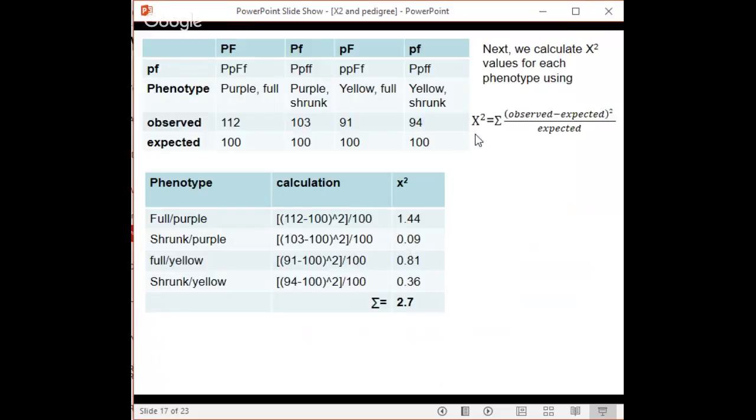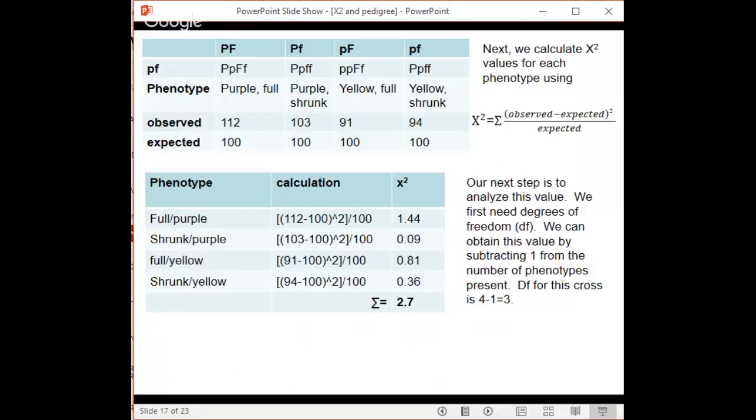Now what trips a lot of people up is that this sigma here, you have to add all of these values to get your total chi-square value. That's what the sigma means. It means sum. So now that we have this, our next step is to analyze it.